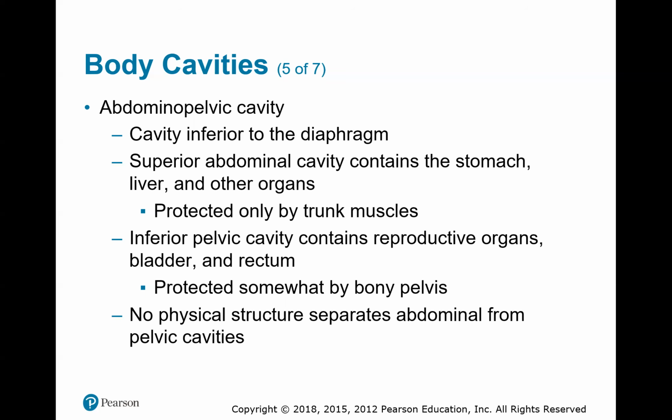When we start to think about the pelvic cavity, this is where we find the lower portions of the intestine, especially the large intestine like the rectum. We do find the bladder, we do find some reproductive organs, the internal reproductive organs as well. And there is a little bit of protection because, again, we have our hip bones, that pelvic region. But again, there's no true structure that really separates the two. So they're called the abdominal pelvic cavity.